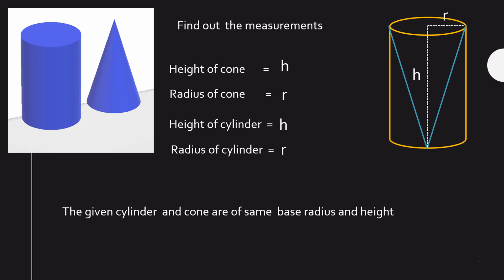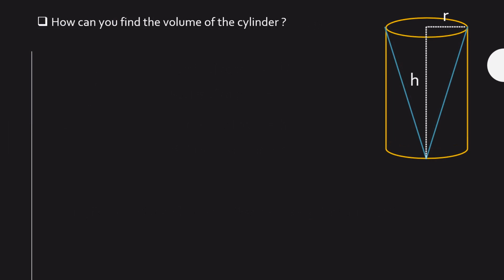Some of you may have written only radius. It's okay. That is also correct. If you write base radius, that will be more correct. Okay. Now, let's see how we can find the volume of the given cylinder. Okay, I hope all of you have drawn the figure in your notebook. If not, draw it and write the question as find the volume of the given cylinder.